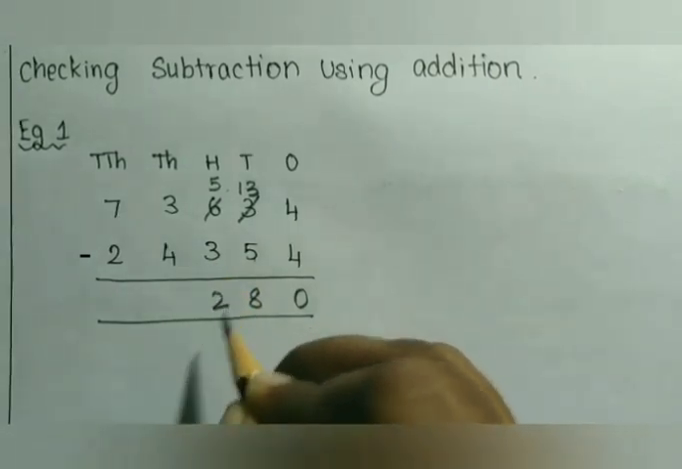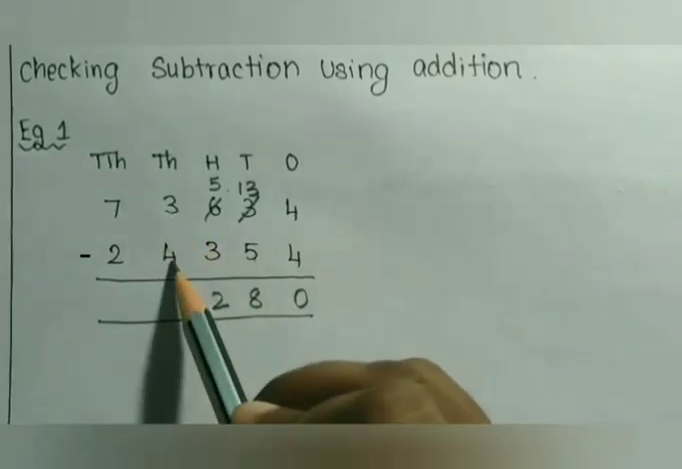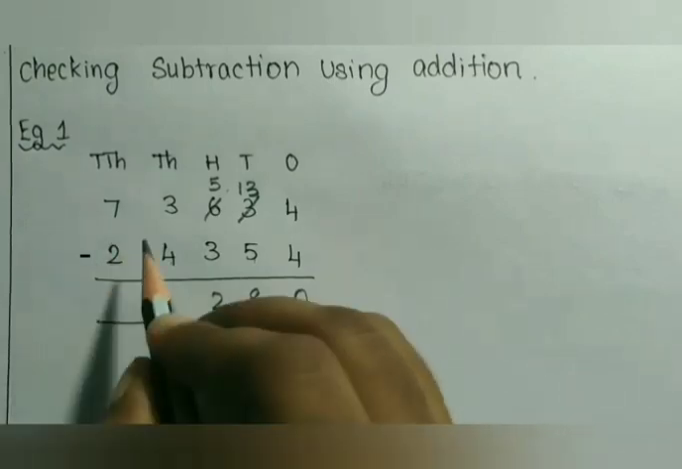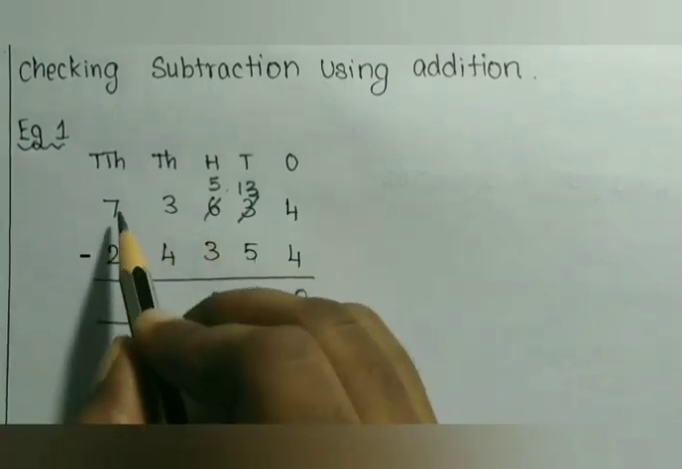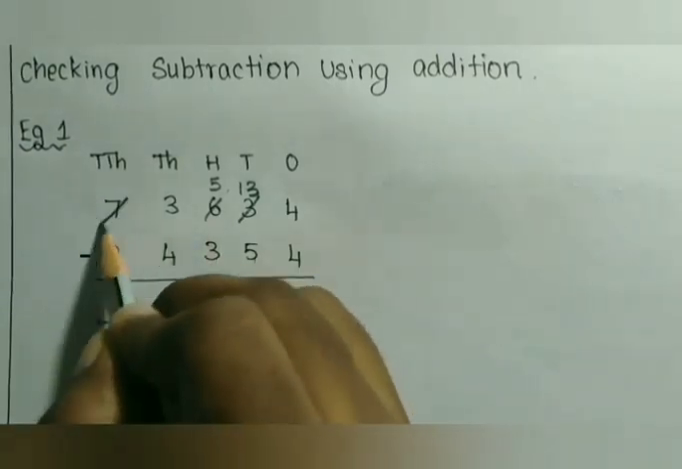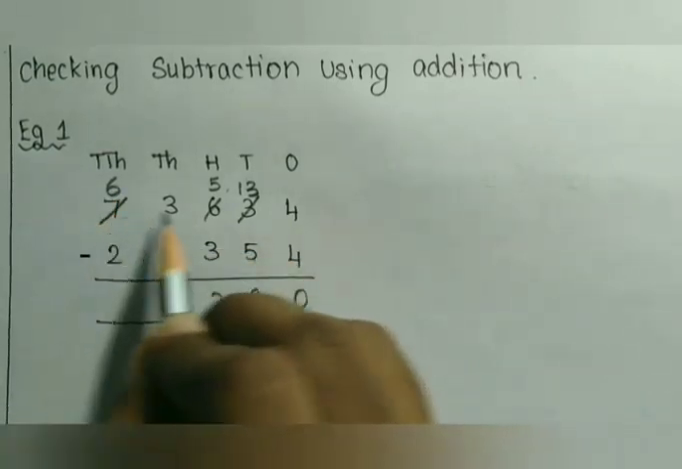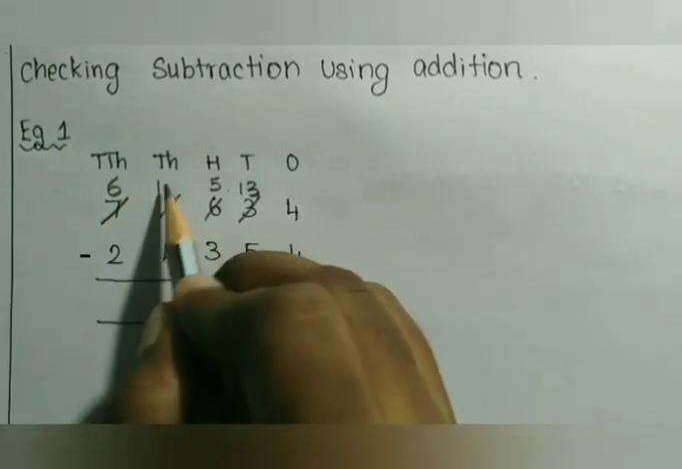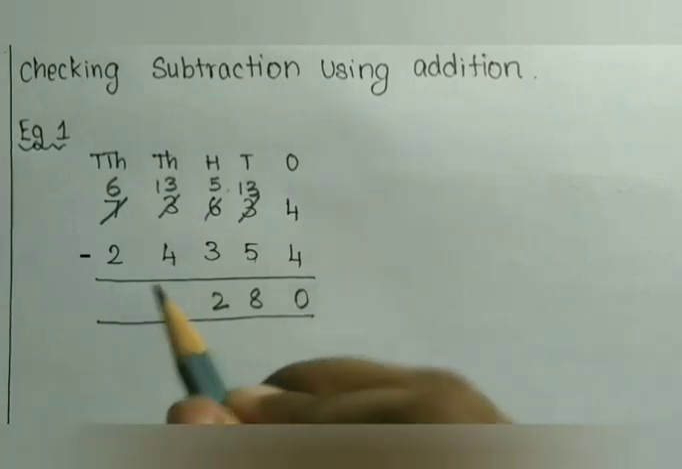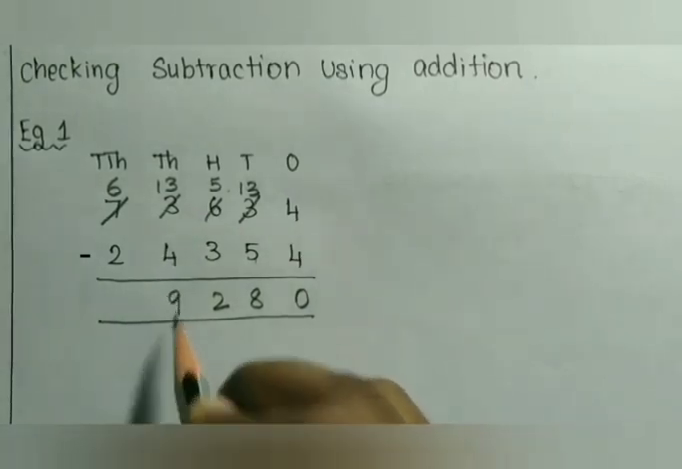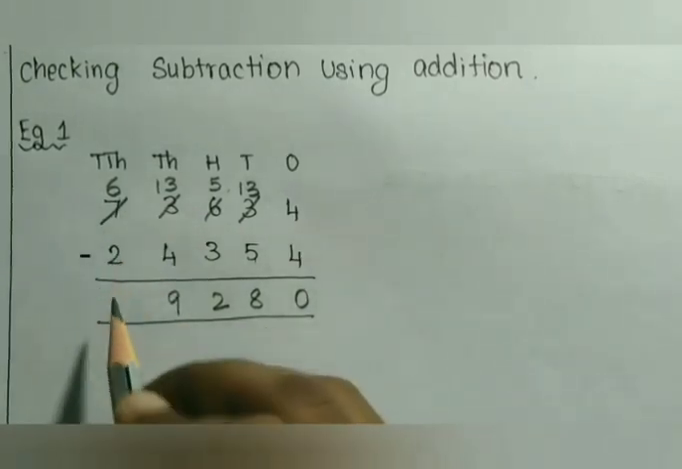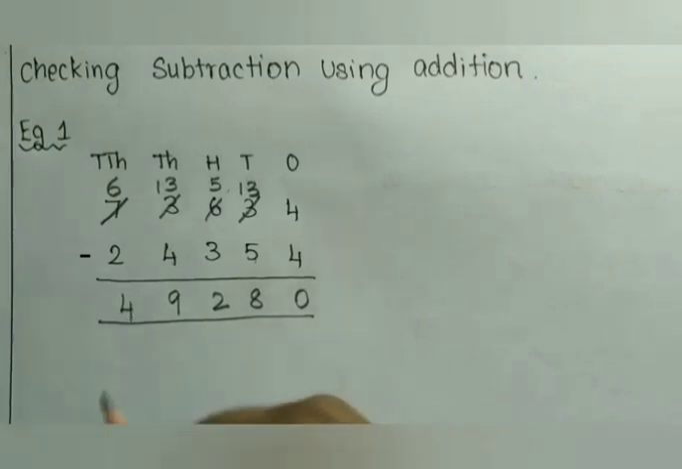is 2. 3 minus 4. So it's not possible. So we have to borrow from the 10,000s position. So 7 becomes 6 and 3 becomes 13. 13 minus 4, 9. Now 6 minus 2 is 4.